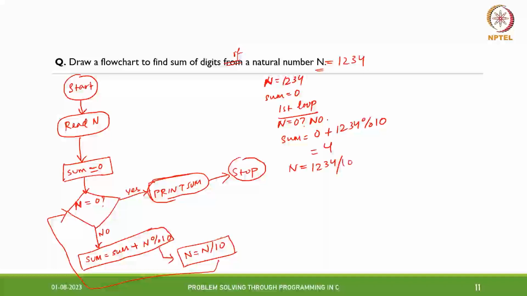We divide it by 10. So what happens to that? It becomes 123. Okay. Now we check again, is n 0? No, it's not 0. So we start the second loop.